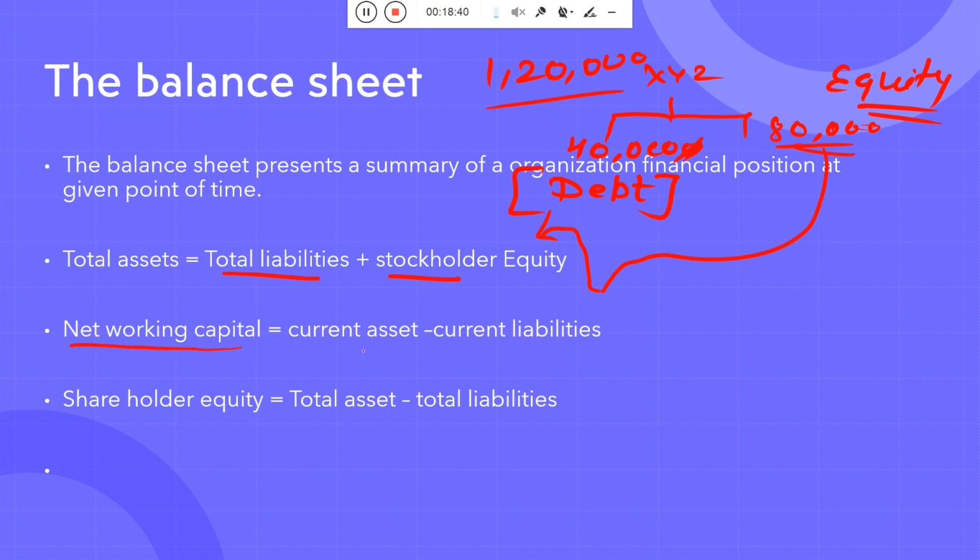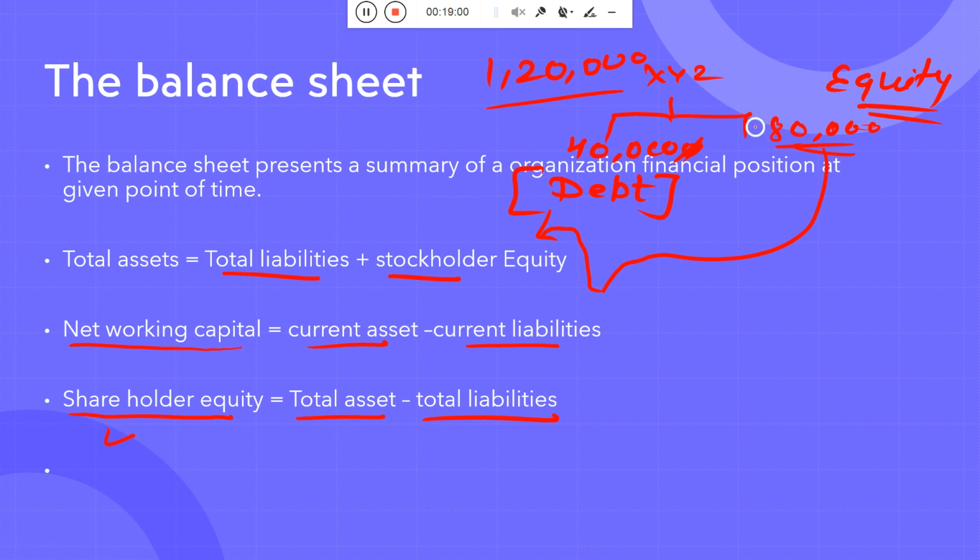So the next point, what is the net working capital? The net working capital is the current asset minus current liability. That is nothing but the net working asset. The next one is the shareholder equity. The shareholder equity is nothing but the total asset minus total liabilities.